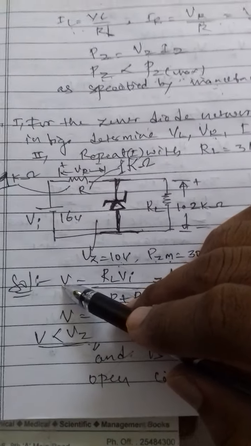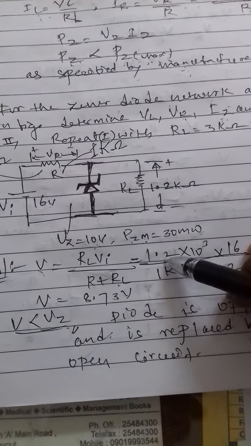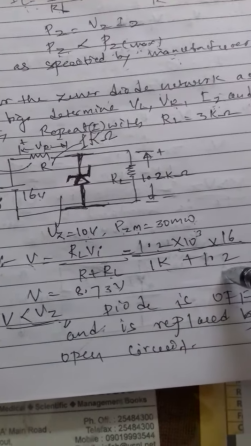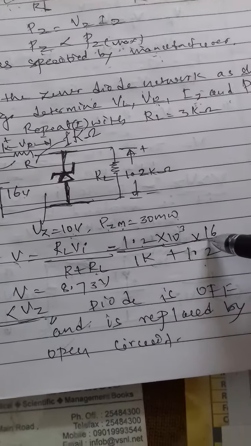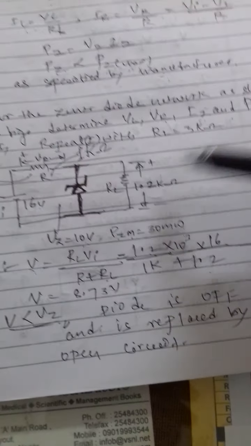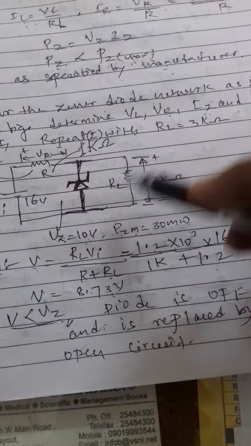is the voltage V, that is, V is equal to RL Vi upon R plus RL. RL is equal to 1.2 into 10 raised to 3 upon 1K plus 1.2K, into 16 volts, because this 1.2 kilo ohm is the load resistance. Now V is equal to 8.73 volts.